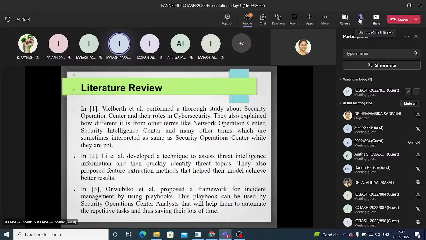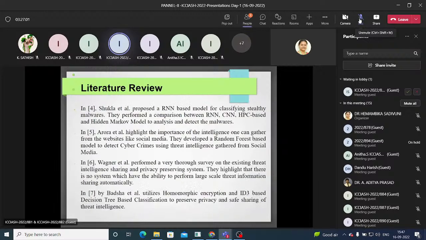Playbooks are nothing but automation scripts that will be triggered whenever an attack happens. And this is the automation we are going to use in this cyber defense matter. Another approach is where we use AI and ML techniques in order to classify the different kinds of attacks. That also we have used.